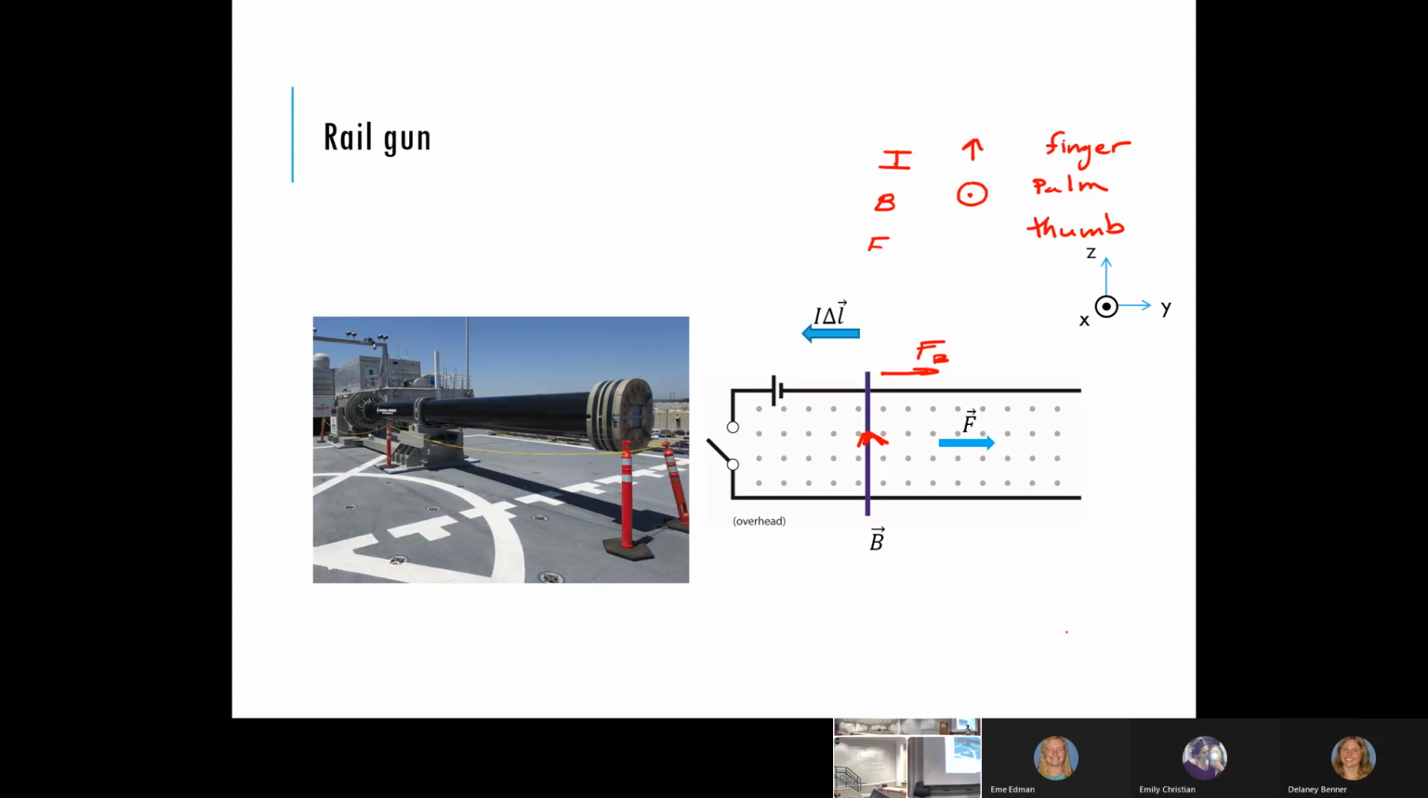So again, I've set the battery so that the high potential side is on the left. And so that will drive the current counterclockwise through this circuit. Unless I've messed something up. I haven't used my left hand. Okay, good, yeah.